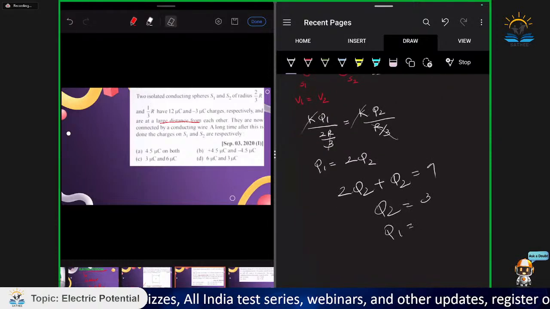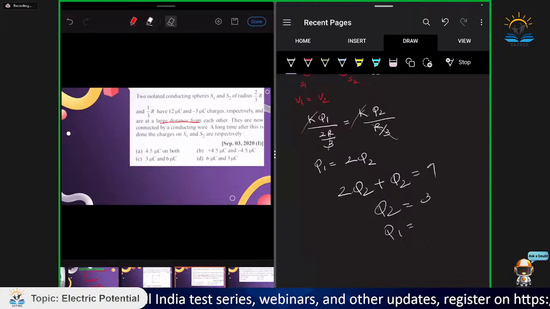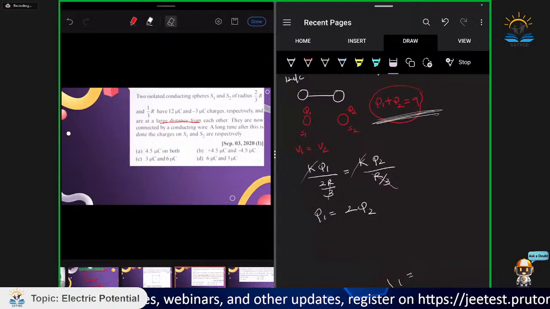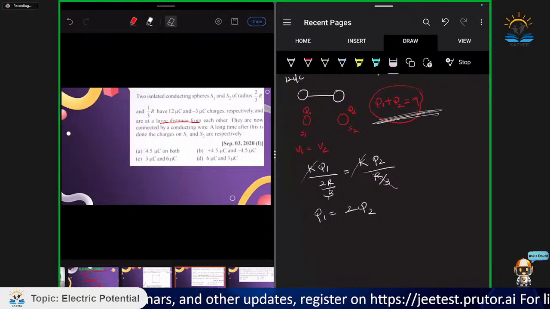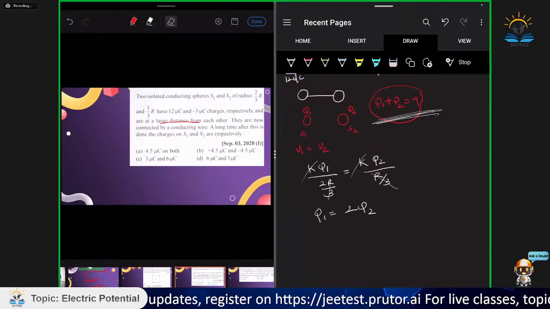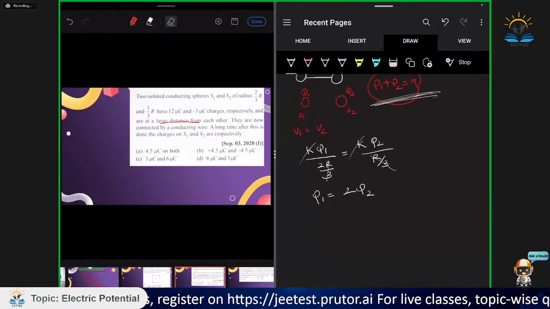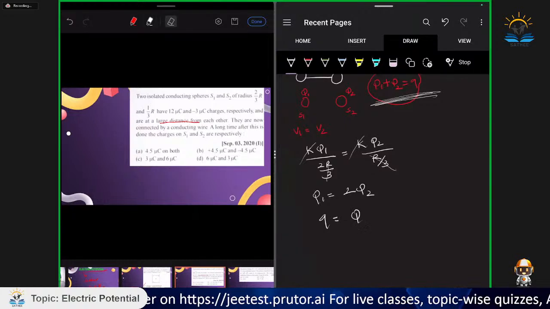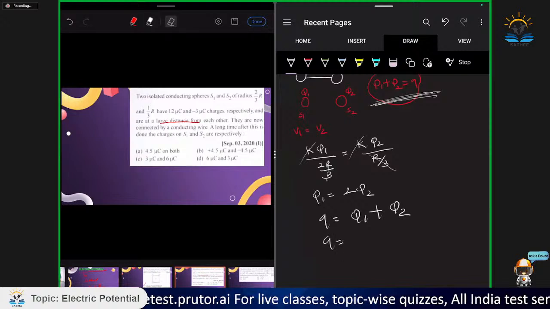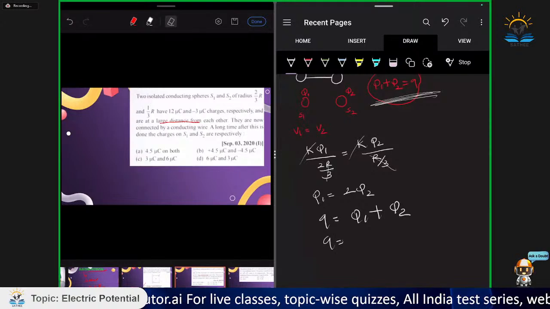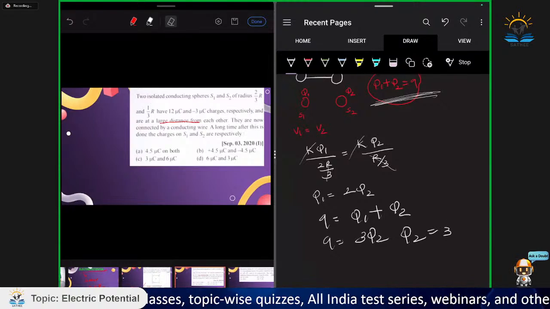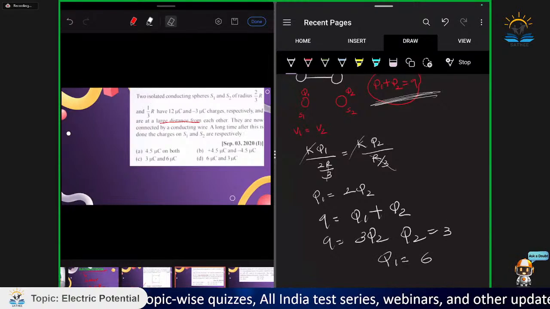Q1 will be how much? Yes, Q1 is equal to 2Q2. No doubt. And we know that 9 is equal to Q1 plus Q2. Right? 9 is equal to 2Q2 plus Q2, 3Q2. So Q2 is 3 and Q1 is 2Q2. That means 6.